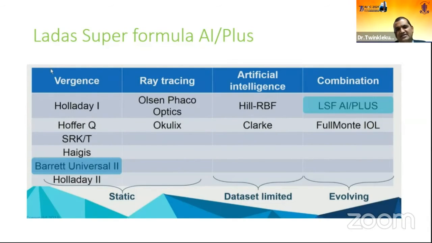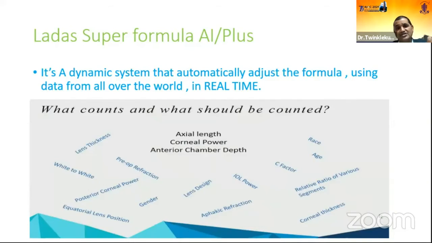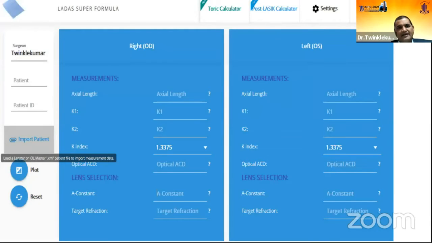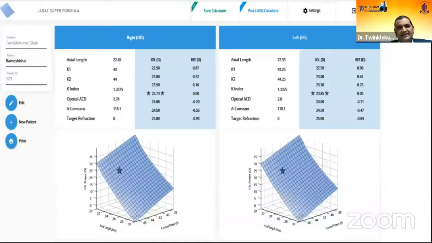While artificial intelligence is data set limited, as with the RBF or Clarke formula, where the data set has already been fed in and they made the artificial intelligence work on it, the LSF, the Ladas Super Formula, is evolving in such a way that the dynamic system automatically adjusts the formula. So data from all over the world in real time is used and it is upgraded by itself. This is the future of IOL power calculations, so that you can immediately get updated results. And this is the way it is available online, and it gives a presentation in a graphic report.